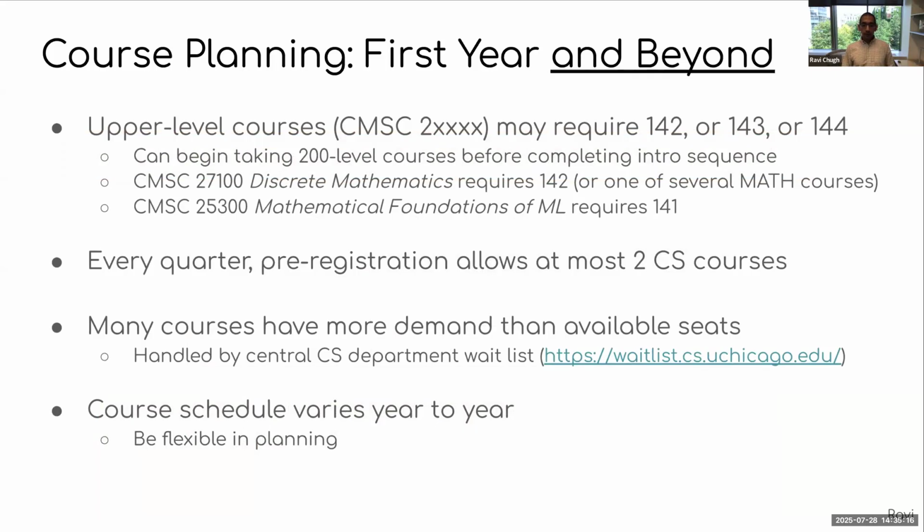Okay, in addition to the introductory programming courses and the introductory theory and machine learning courses, one thing to note, which I believe Adam mentioned earlier, is that even though this is an introductory sequence and the dependencies between these courses are strict dependencies, it's not the case that every single 200 level upper level course requires 144. There are several courses that only require 142, let's say, or only require 143.